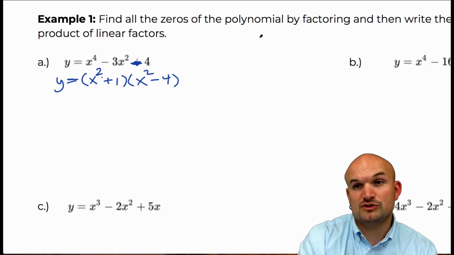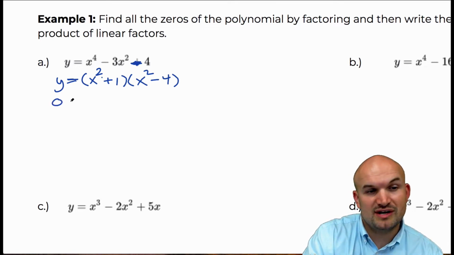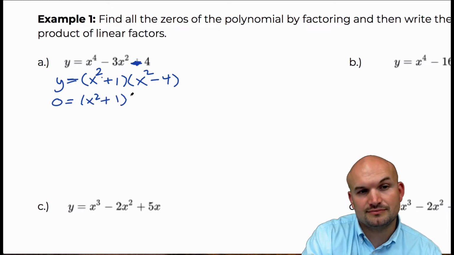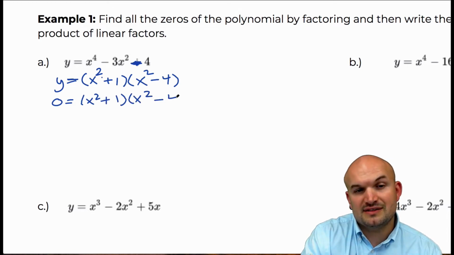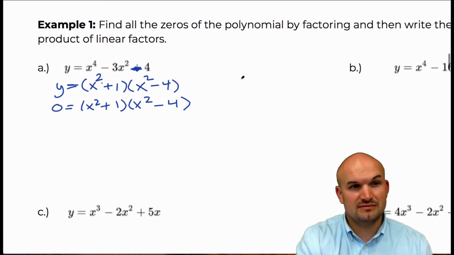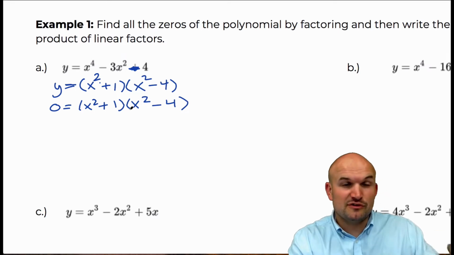Now we're trying to find the zeros, so let's rewrite it. You're basically finding the values of x where this is equal to zero. Now this is not in our linear factorization. We have to write it as a product of linear factors, and this is not a product of linear factors, so we have to factor this down further.